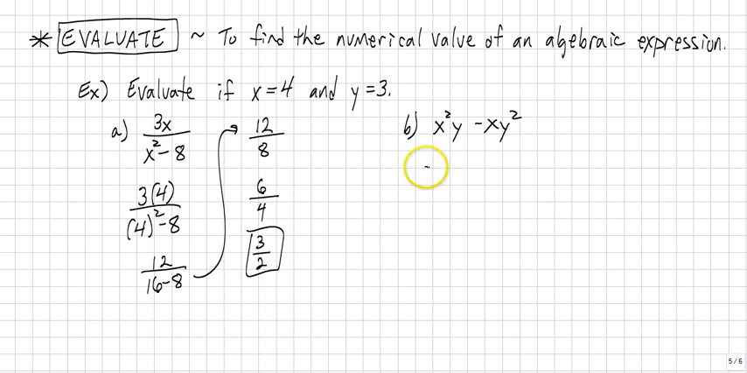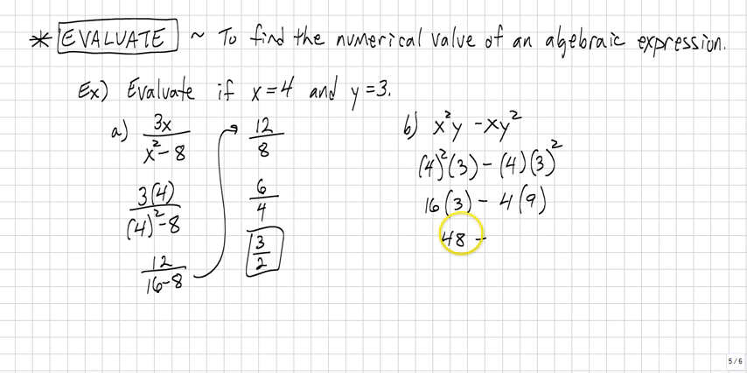So for this other one, let's go ahead and plug in 4 and 3. Notice I'm using parentheses anytime I plug in for a variable. We'll follow the order of operations. So this would be 16 times 3, 4 times 9. We got to do our multiplication and get 48 and 36, and then we can subtract and get 12. So we evaluated those algebraic expressions and found that this one's equivalent to 3/2 as long as x is 4 and y is 3, and this one's equivalent to 12 as long as x is 4 and y is 3.